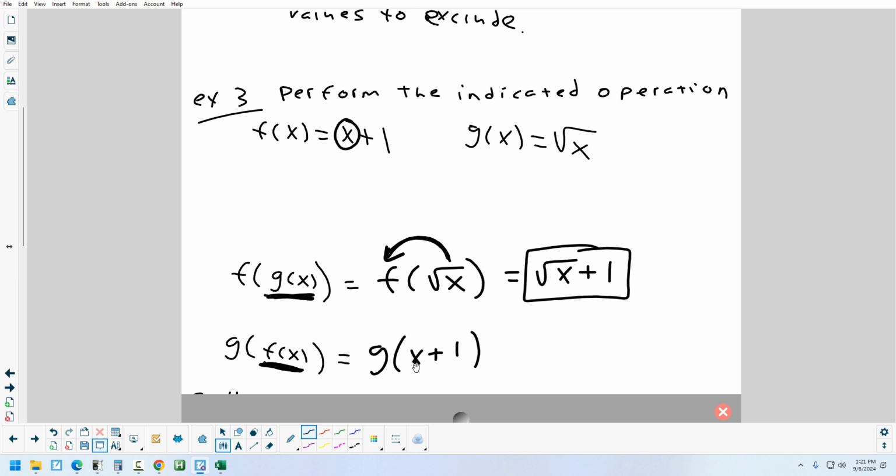So now in function g, I want you to replace all the variables in function g with what's inside the parentheses, x plus 1. So would it be the same thing we have up here? No. Everything's in the square root. So that is different. Okay, so the point here is f of g and g of f usually don't come out the same. They might look kind of close, but they're not the same. Any questions on that one?